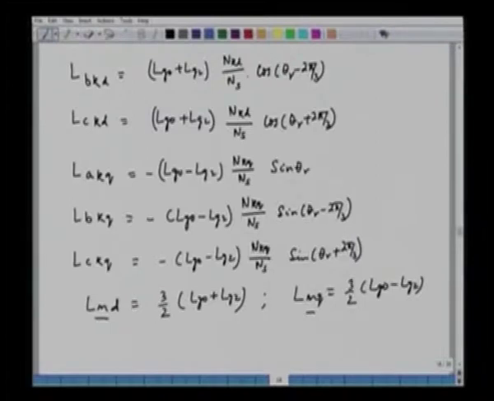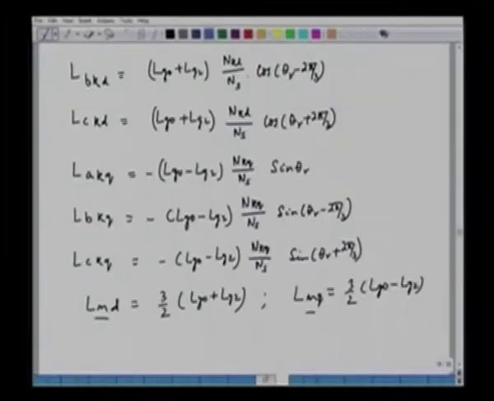Similarly, LBKD, the mutual inductance between phase B and the damper winding in the D axis, is (Lg0 plus Lg2) into NKD by NS cos of theta r minus 2 pi by 3. LCKD is equal to (Lg0 plus Lg2) into NKD by NS into cos of theta r plus 2 pi by 3. And similarly, we can also evaluate the inductance of the Q axis damper winding with phase A, phase B and phase C.